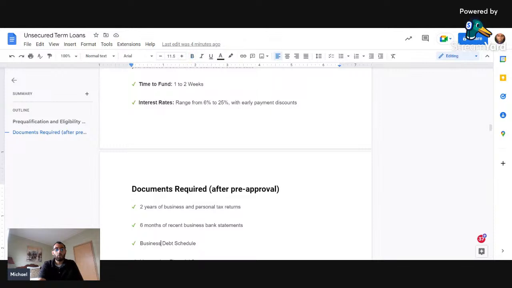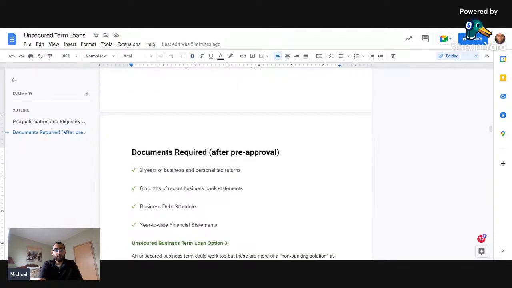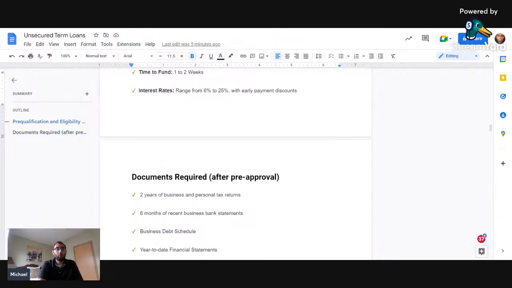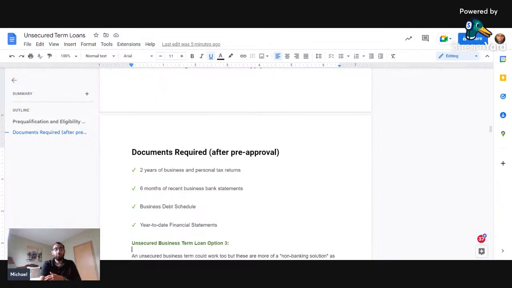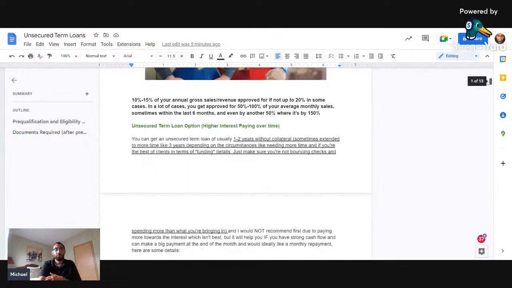Now, documents that are required after pre-approval: 2 years of business and personal tax returns, 6 months of recent business bank statements, a business debt schedule will be asked for, year-to-date financial statements. So I will leave it there for that part of this equation. I know there might be more questions you have, but it's all right there. And let me move into the first option over here. And if I have time, I'll go through some other things.